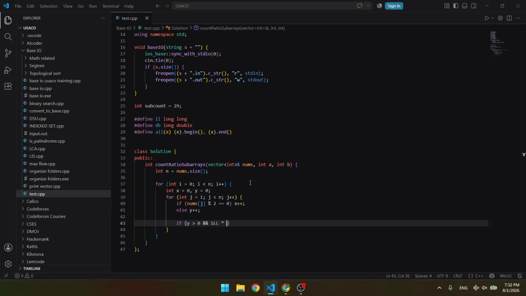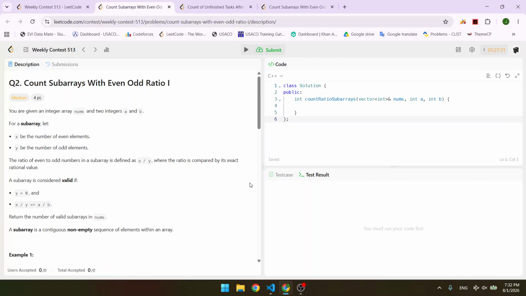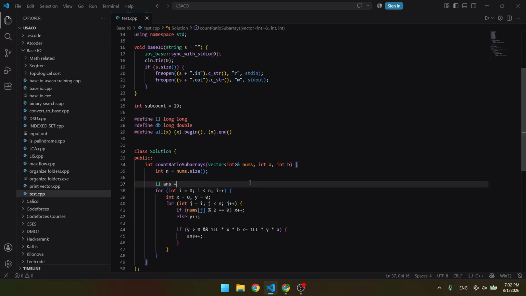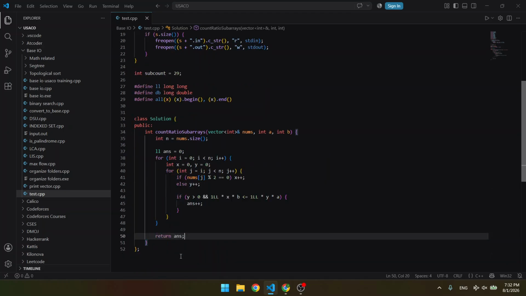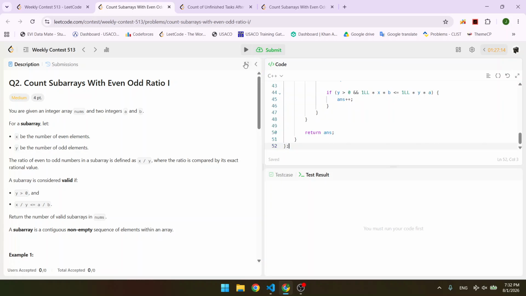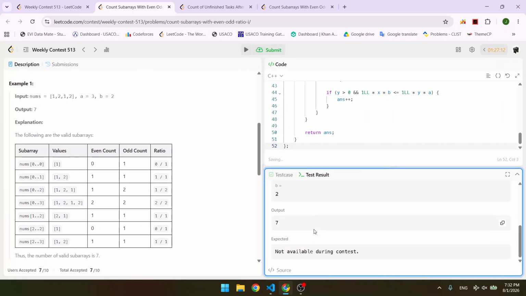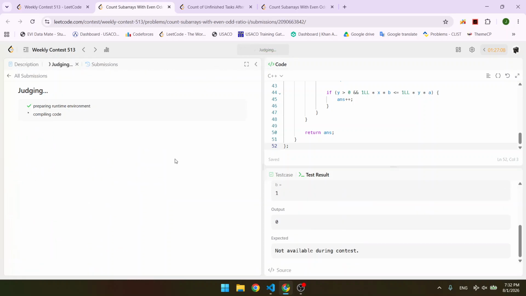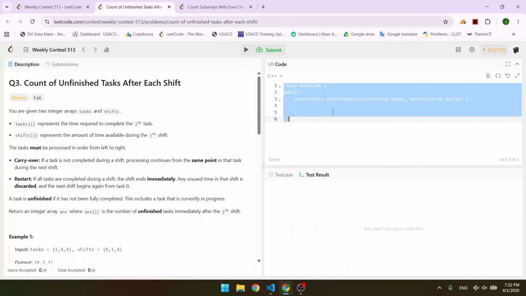x times b is less than or equal to y times a. Seven, 3, and 0. All right. Next one.